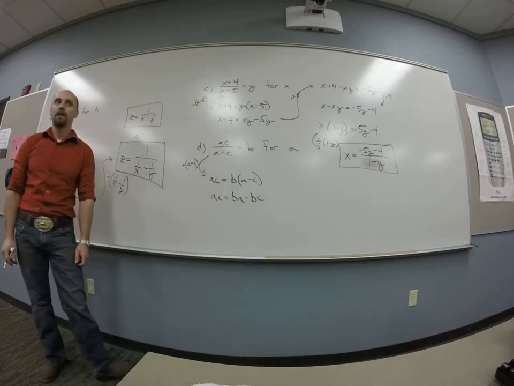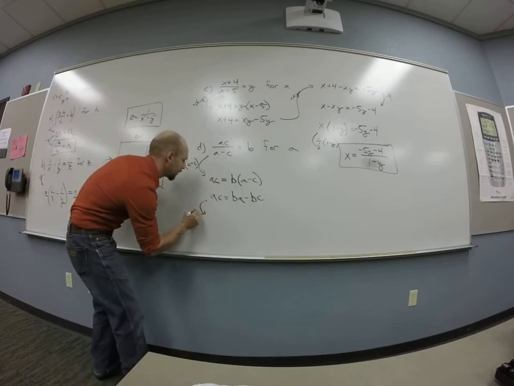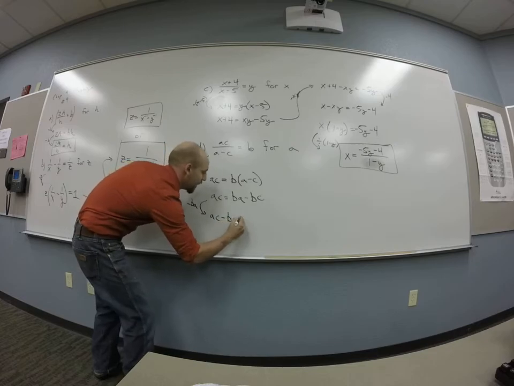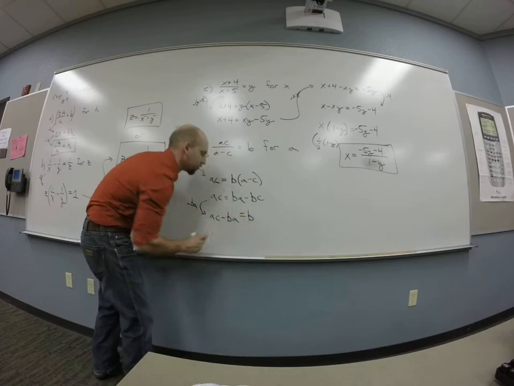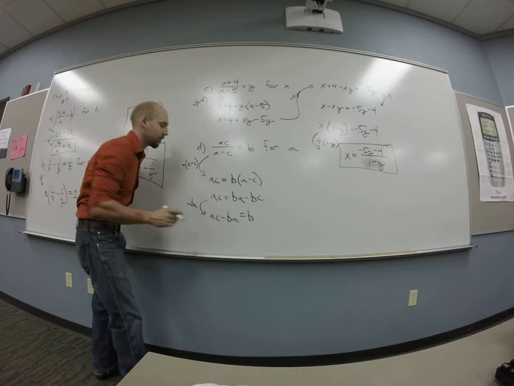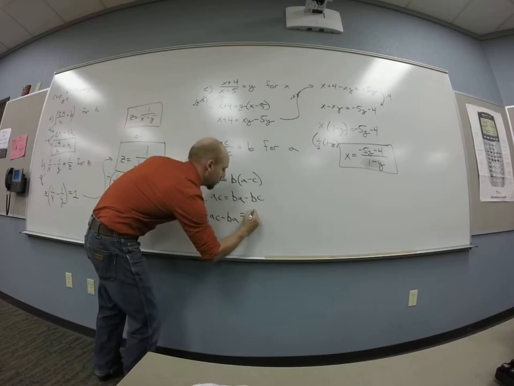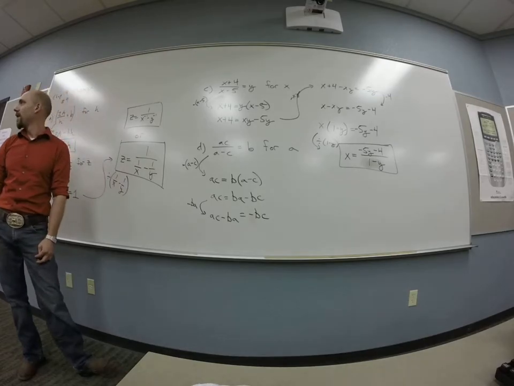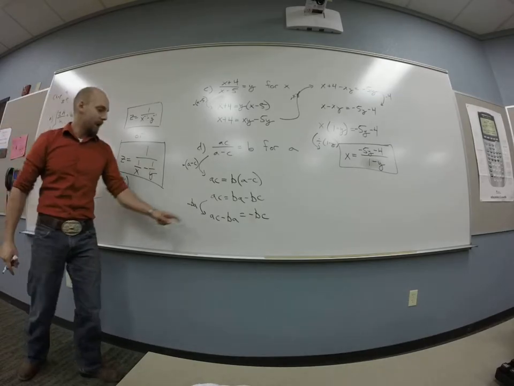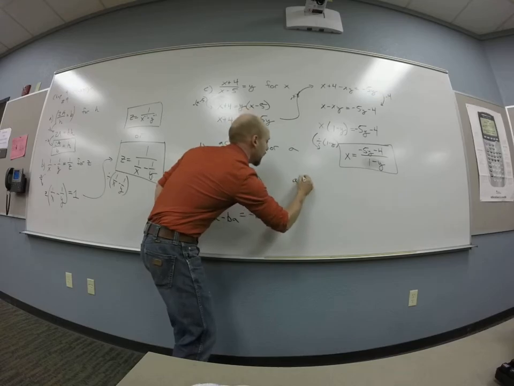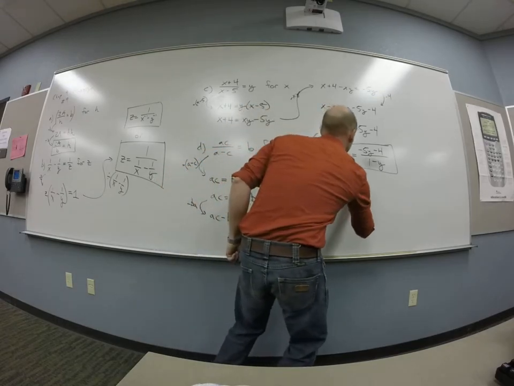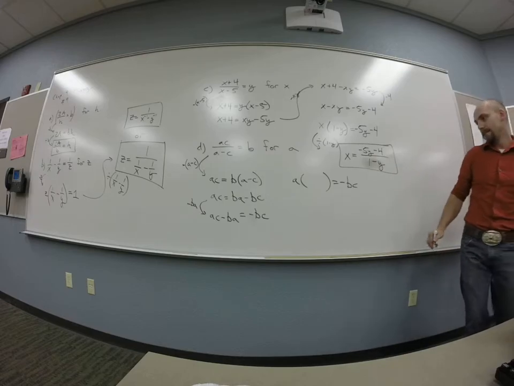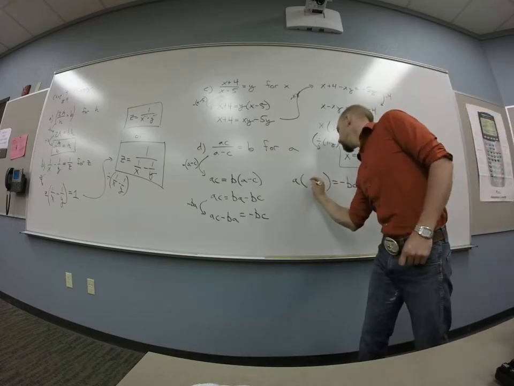So your ac is ba minus bc. Then what? Subtract ba from both sides. Get ac minus ba is b, oops, what did I lose? Minus bc. Okay, then what? Factor an a out of the left. So I'll get a times stuff is minus bc. What's the stuff? c minus b.